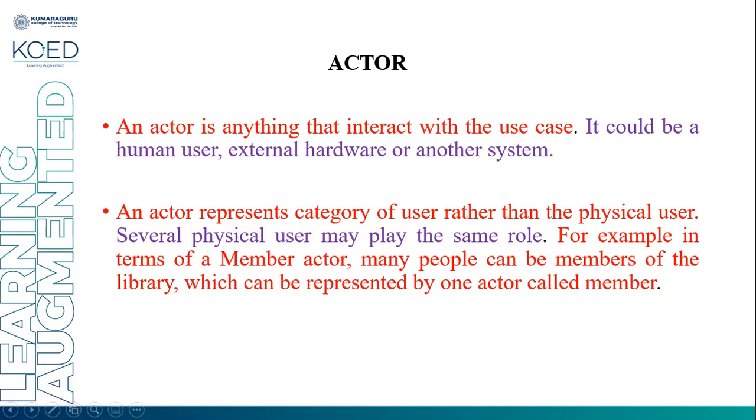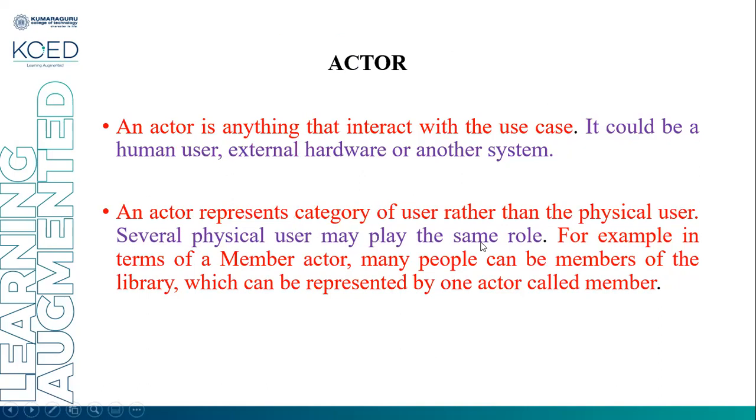For example, if an actor has the name member, then all members, all the staff and all the students come under the member. So that is a category. It represents the common name of a group. That is an actor. An actor represents the category of the user rather than the physical user.